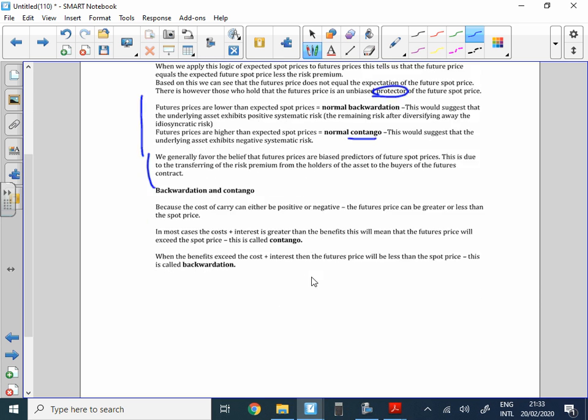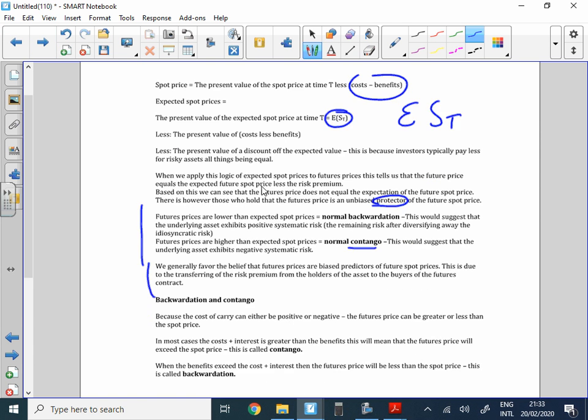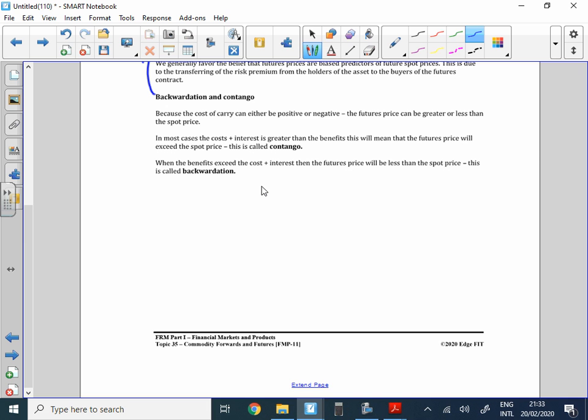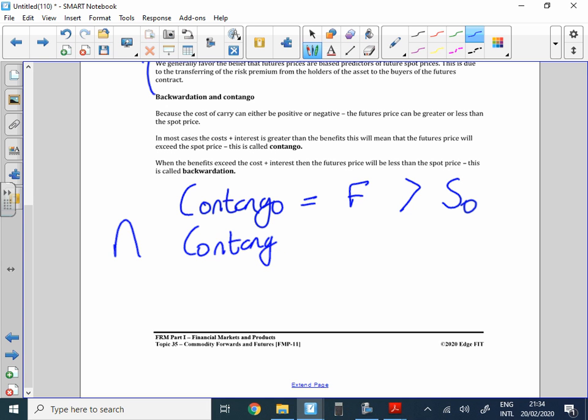Okay, let's stop over here and do a quick summary of these two. When I talk about Contango, what's Contango? Contango is when the forward price is greater than the spot price. Normal Contango, I'll just call it N because I ran out of space, is when the futures price is greater than the expected spot price. See what I've changed? Not S0, but the expected spot price.